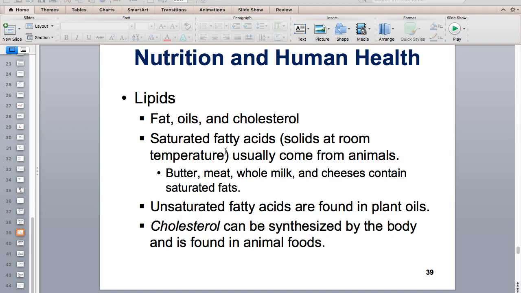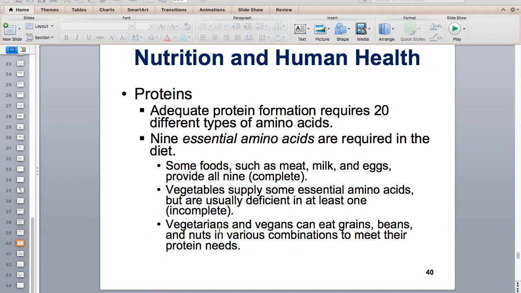We talked about lipids, fats, oils, cholesterol, okay? And we talked about this before when we talked about biomolecules, right? Saturated fats versus unsaturated fats. So saturated fats are solids at room temperature. Things like butter, meat, whole milk, those are all saturated. Unsaturated fats are plant oils, like olive oil, vegetable oil, sunflower oil, those are all unsaturated fats, okay? And cholesterol, it says, can be synthesized in the body, and it's also found in animal foods as well.